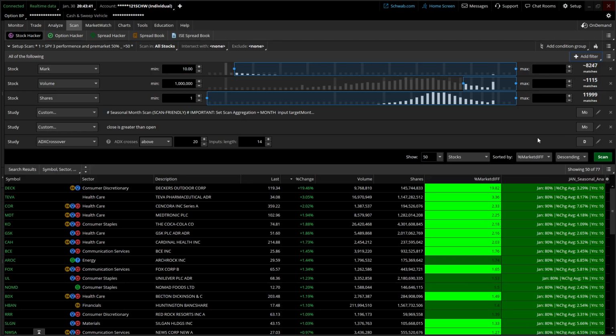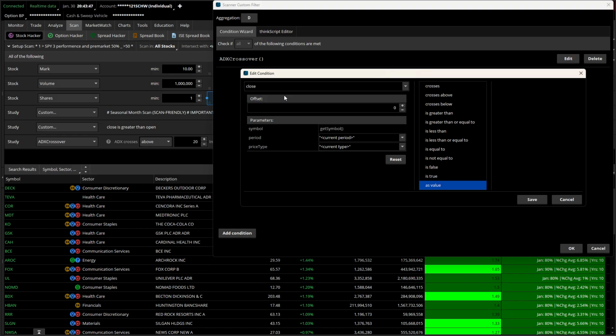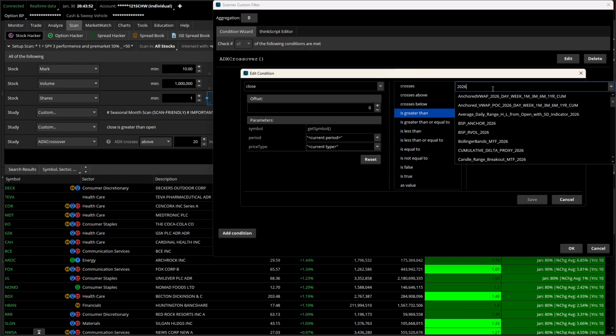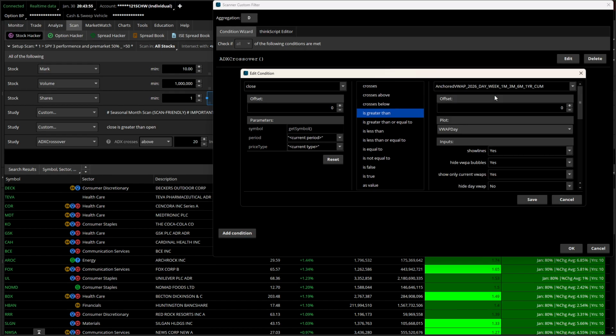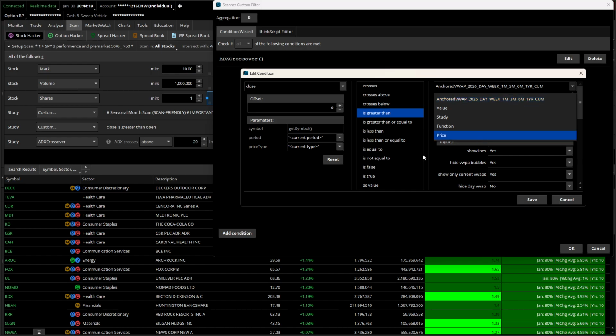So study. And this is basically how you're going to use it. So I'm going to look for a price greater than, let's go to study, 2026 anchor VWAP. You can choose whatever VWAP that you want. These extensions just allow me to move the bubbles over away from price, so you can see it more clearly. This is the wrong thing. I apologize. So let me come out of that and go back to study.